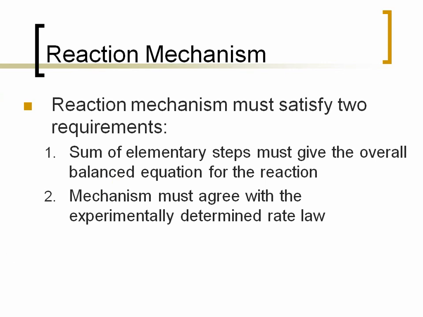Okay, so a reaction mechanism must satisfy two requirements. The first is that when you add the elementary steps together, they must give the overall balanced equation for the reaction. And the second criterion is that the mechanism must agree with the experimentally determined rate law. So if somebody proposes a mechanism, you check to see if it's a correct mechanism by whether it satisfies these two things. If it satisfies these two criteria, it is an acceptable mechanism. So let's do this by example.